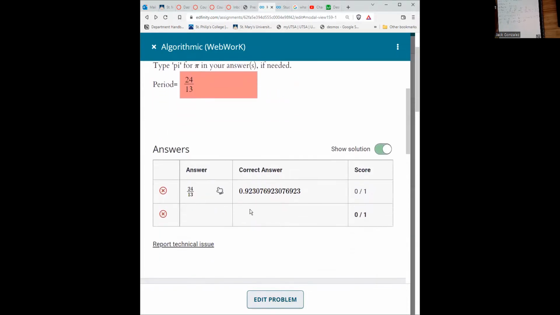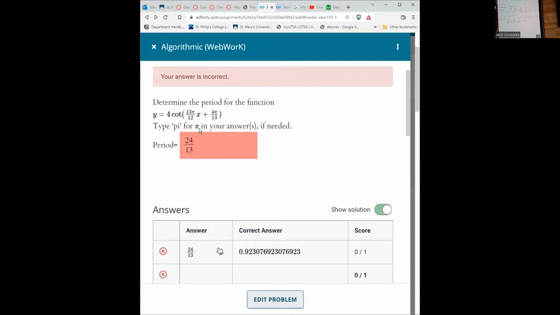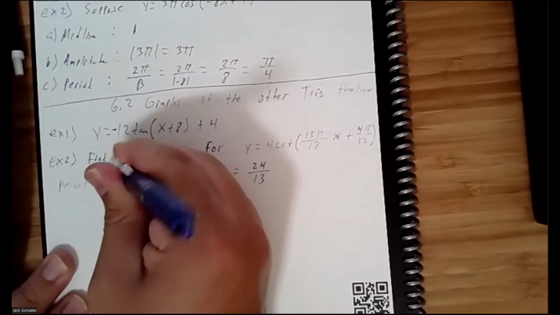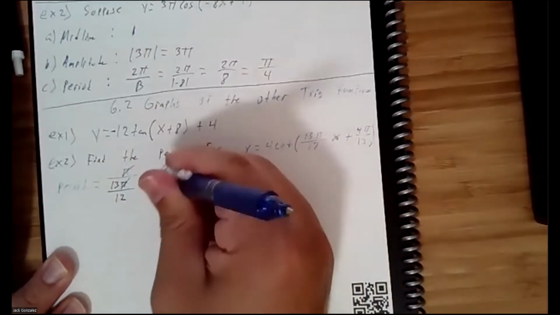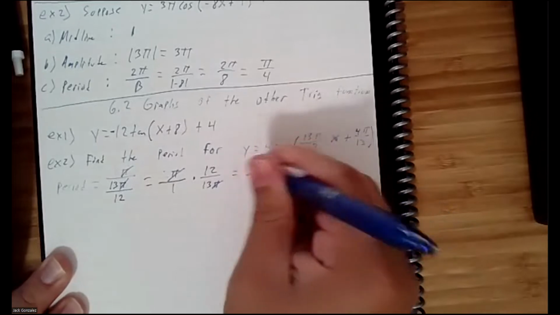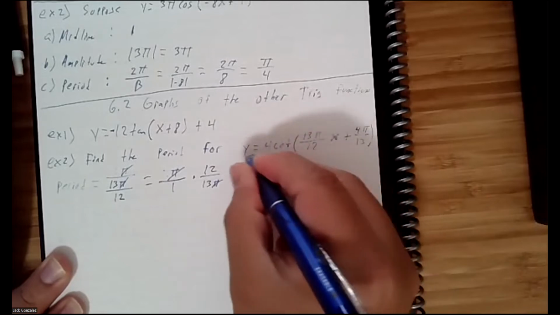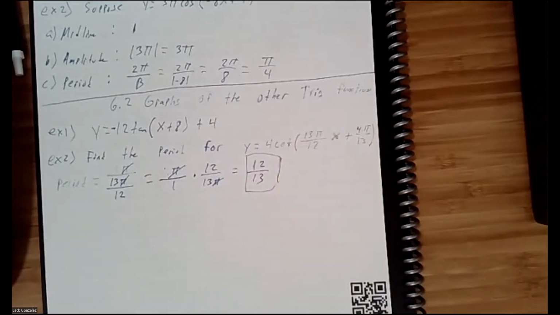Oh man, where did I forget? 13 pi over 12. 24 13ths. Oh shoot. The formula says pi, not 2 pi. So that's my mistake. I put a 2 right here. There should be no 2. It's just pi. Which means that this isn't 12. There we go. The thing we checked.